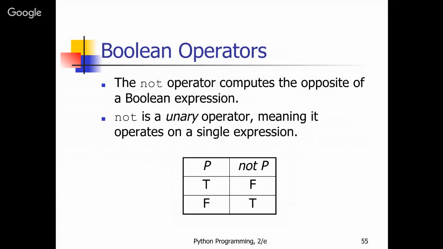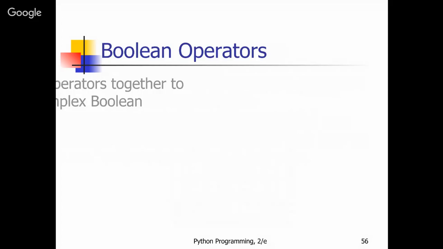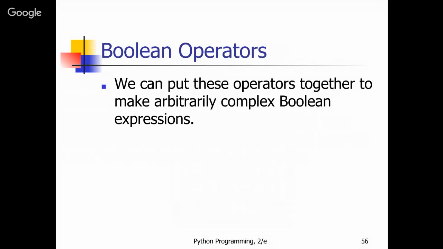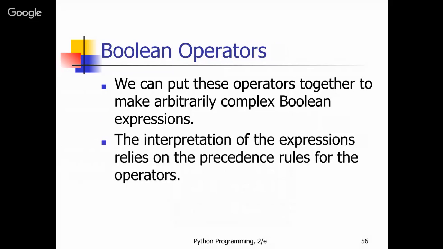Also, the difference with the not versus the and and or is that it's a unary operator, meaning it only requires one variable to operate on, right? It doesn't have to have two, as in the previous examples. And so with these tools, now we can put together Boolean expressions as complex as we need to. And this is very helpful.